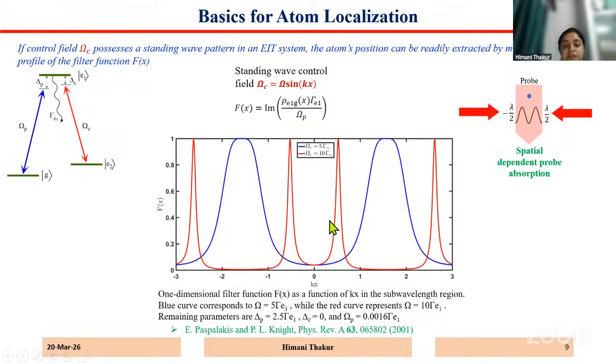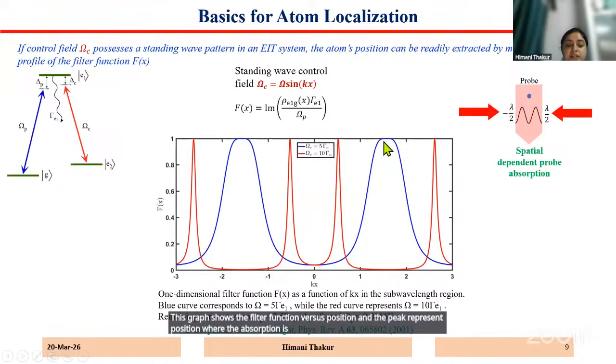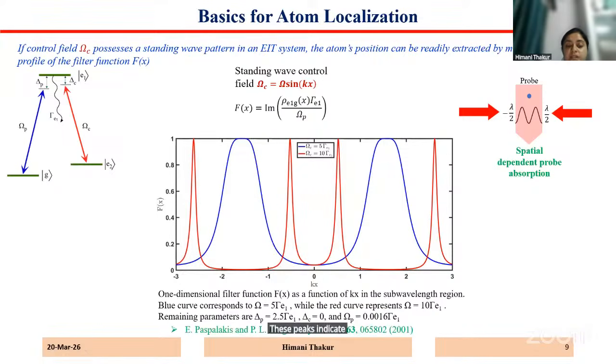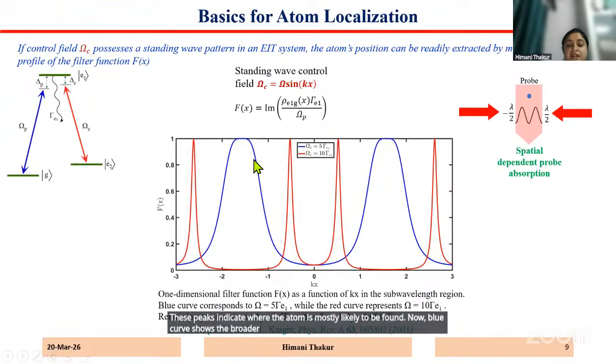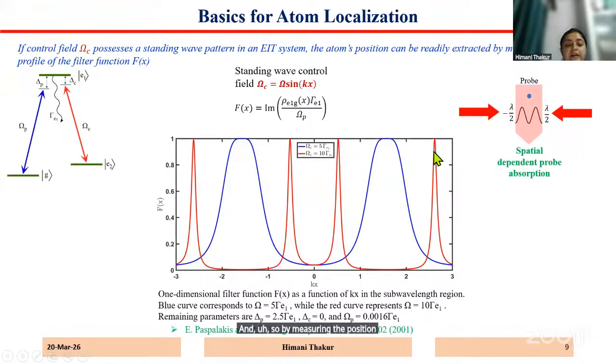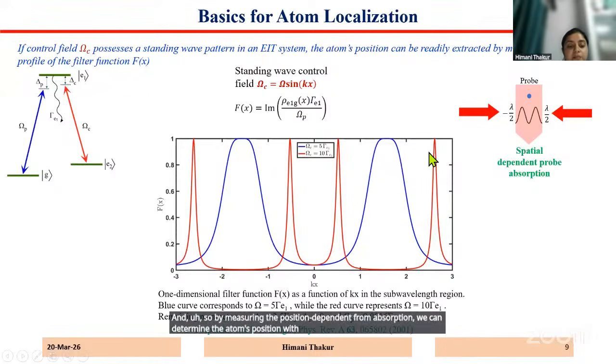This graph shows the filter function versus position, and the peak represents the position where the absorption is maximum. These peaks indicate where the atom is most likely to be found. Now, the blue curve shows broader peaks, which means less precise atom localization, and the red curve here shows a very sharp peak, which means high precision localization. So, a sharper peak means better localization accuracy, and by measuring the position dependent probe absorption, we can determine the atom's position with sub-wavelength precision.